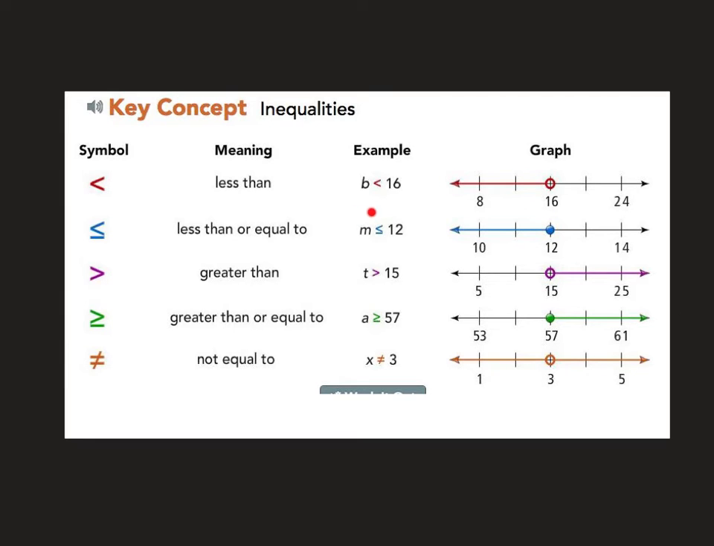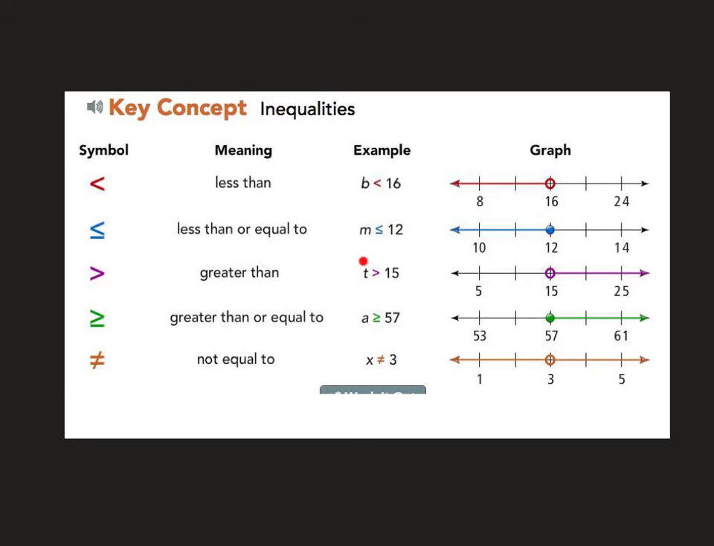How about this one? M can be any number that's less than or equal to 12. So it can start at 12, it goes off to the left because it's less than, but because the circle is filled in at the 12, that means the 12 is a possible solution. 12 can be one of the answers.